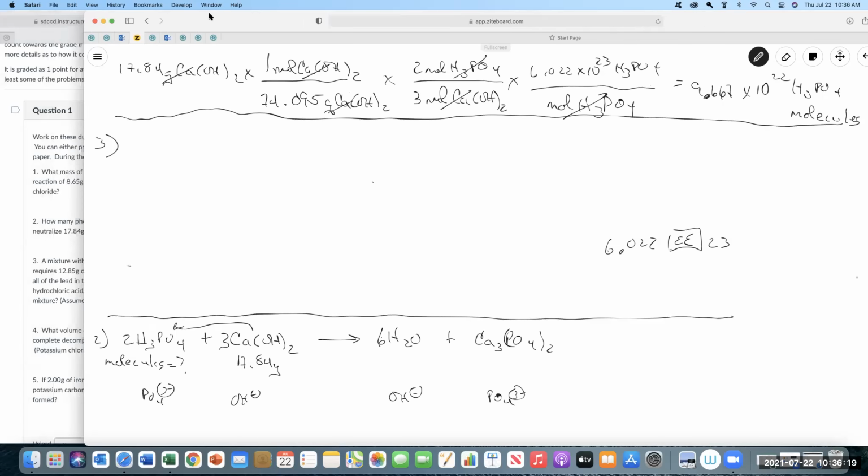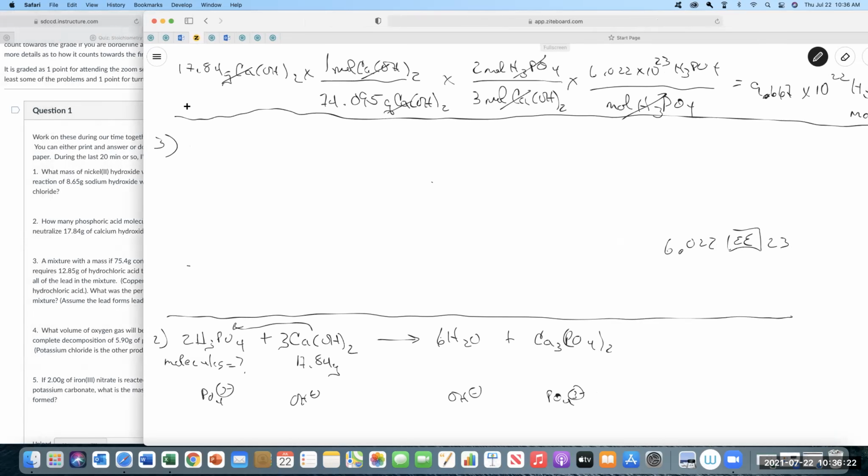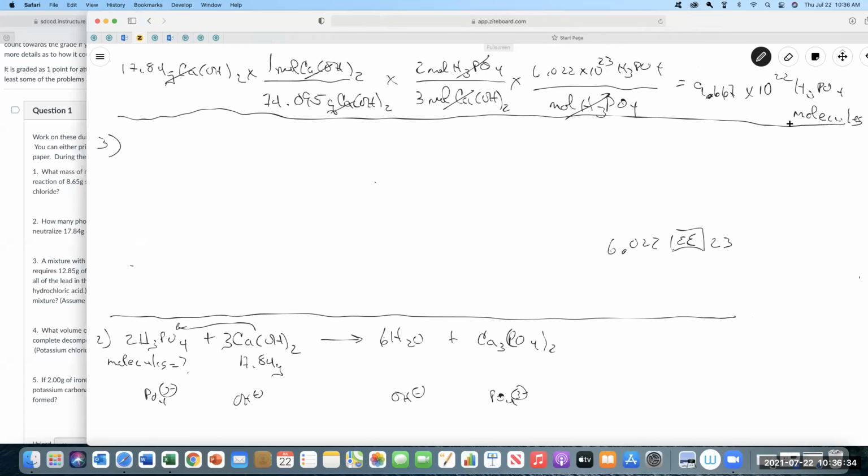All right, let me go to 3. Professor, can you explain how you knew how to use the 2 mole H3PO4? Absolutely. If you look down here at the balanced equation, you see we have moles of calcium hydroxide. We need to get to phosphoric acid. So we know from the balanced equation that there are 2 moles of phosphoric acid for 3 moles of calcium hydroxide. Did that answer it? Yes. So if we needed to get to, let's say, water molecules, will we use 6? Absolutely. That's what the coefficients are. That's why you balance an equation.